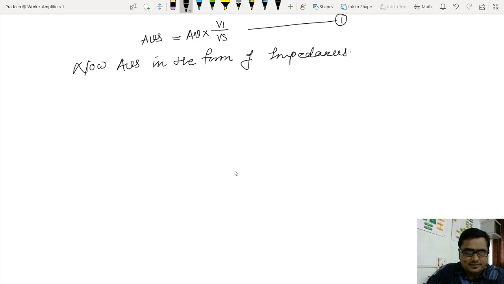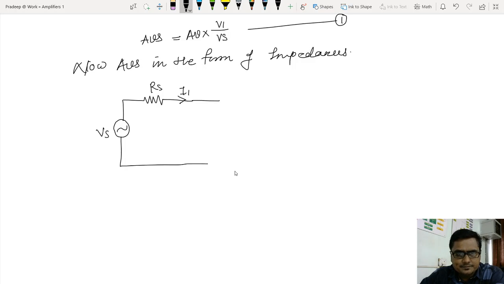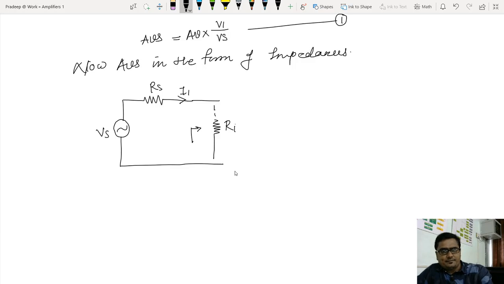Let me draw the circuit diagram first. This is a source voltage that I have connected. This is the source resistance, and this is the current flowing through it, that is I1. Let me write it as Rs, and this is the source voltage Vs. Looking this way, it is the input impedance Ri. Now this is the input side.